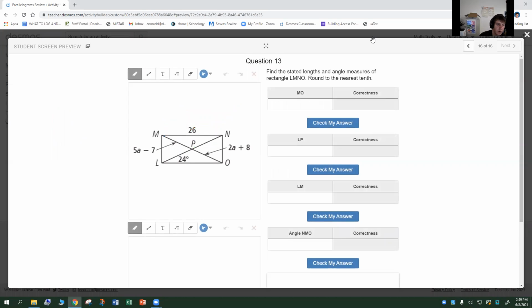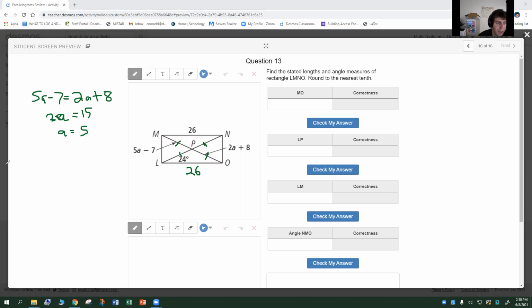For a rectangle here, we know that, let's do lengths first. So opposite sides are congruent. So we know LO is 26. We know diagonals are congruent in a rectangle. And since a rectangle is a parallelogram, the diagonals also bisect each other. So since the diagonals bisect each other and they're congruent, all four of these pieces are equal. So if we can find one of them, we know what all four of those pieces are. So these two pieces are equal, so we can set them equal to each other. So 5a minus 7 is going to equal 2a plus 8. Okay, we'll subtract 2a from both sides. That's 3a. We will add 7 to both sides. That's going to give us 15. Divide by 3, so we get a equals 5.